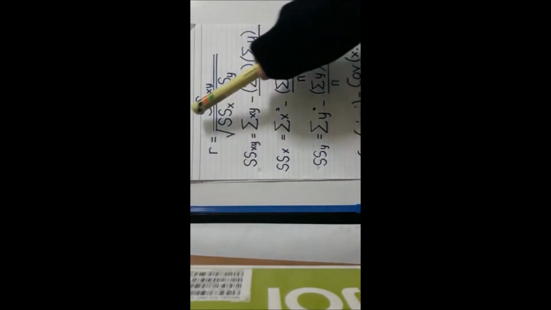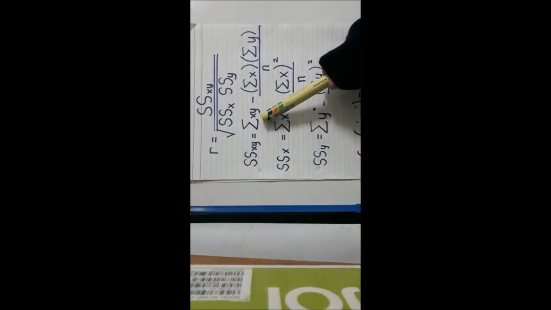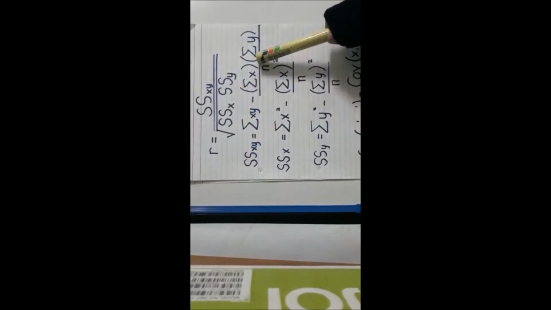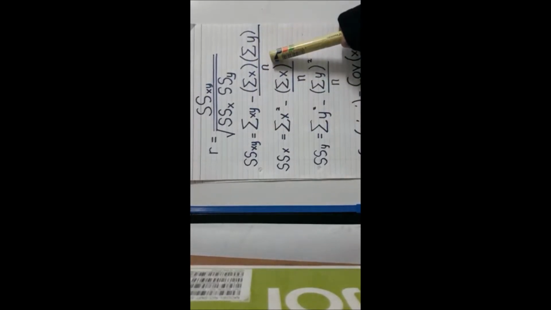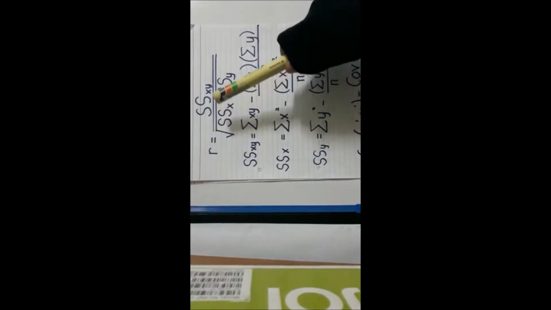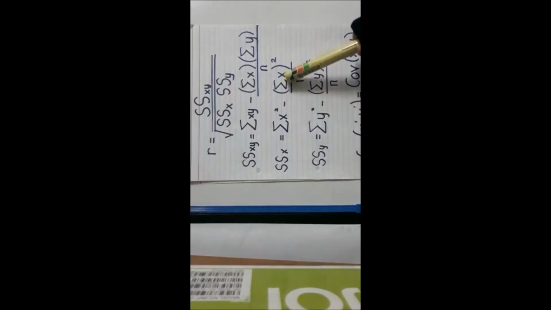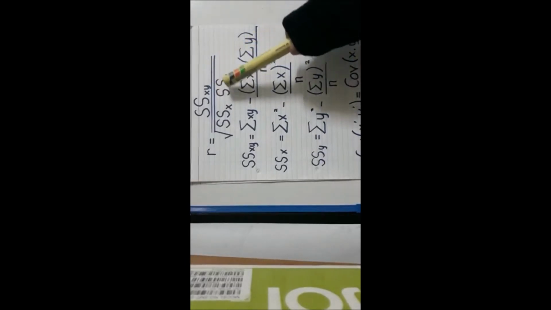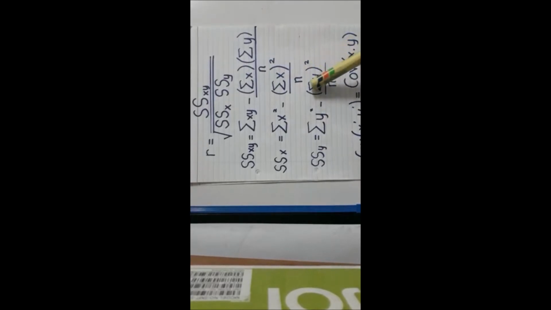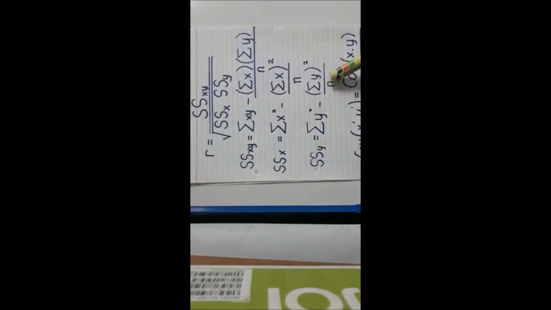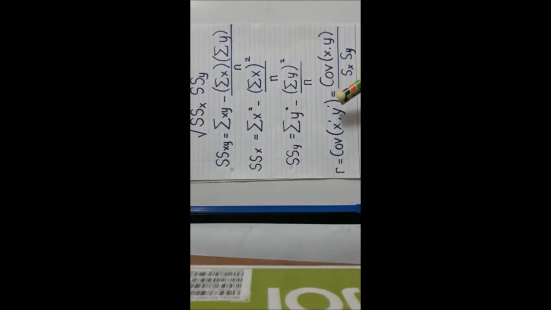So to find variance of xy is equal to the sum of xy minus the multiplication of the sum of x and y divided by n. To find variance of x is equal to the sum of x squared minus the sum of x, bracket squared, divided by n. To find variance of y is equal to the sum of y squared minus the sum of y, bracket squared, divided by n.